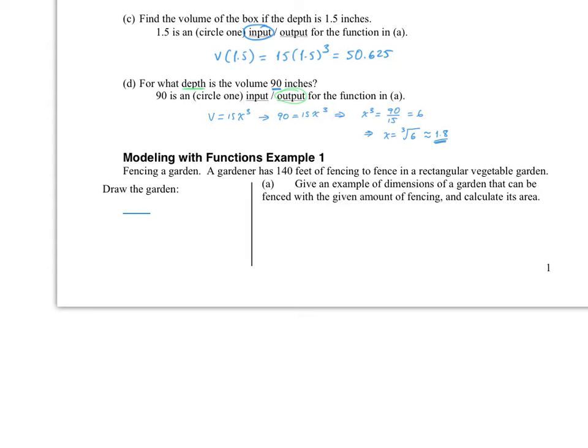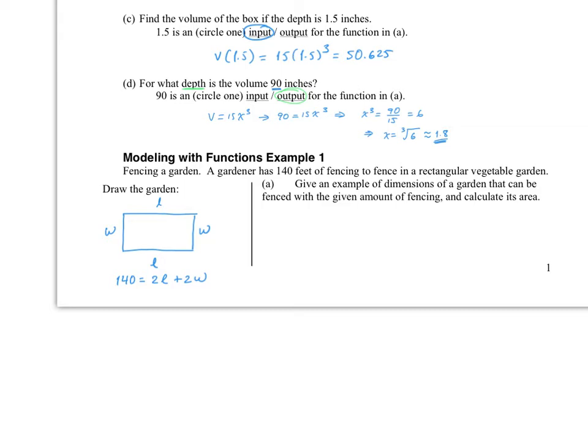So rectangular means this. This is the length. This has to be the length. This is the width. And here the restriction is that 140 is equal to 2L plus 2W, which is the perimeter.